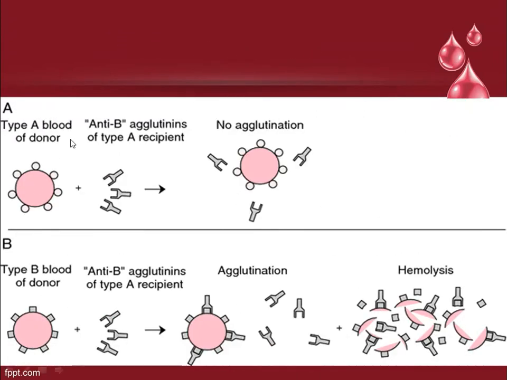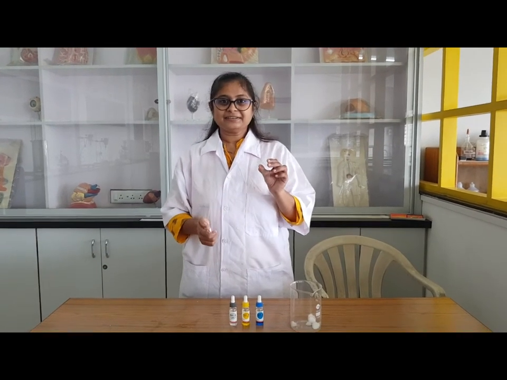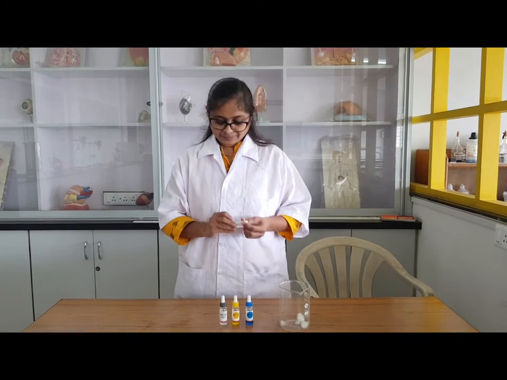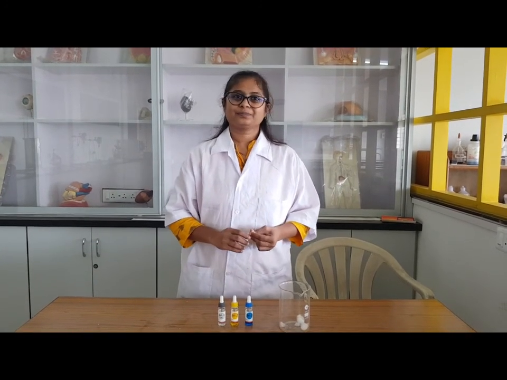Type A blood of donor, these are the antibody B. Agglutinin of type A recipient and there is no agglutination. Type B blood of donor, anti-B agglutinin of type A recipient, agglutination, and there is hemolysis. Requirements are slide, lancet or needle, antisera, cotton and alcohol.